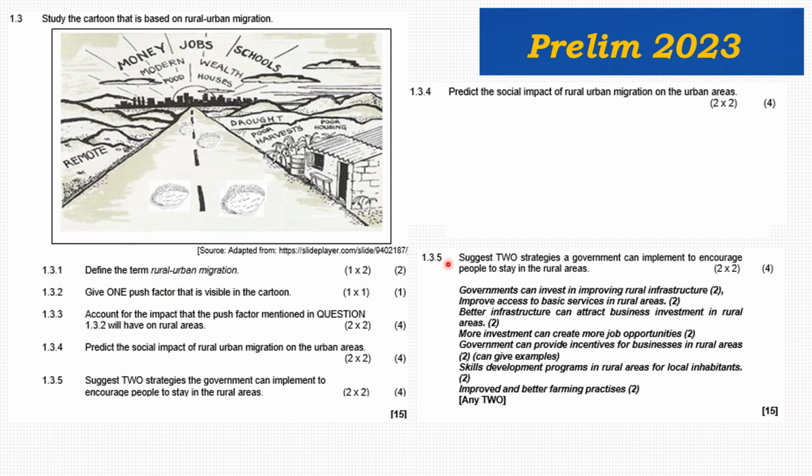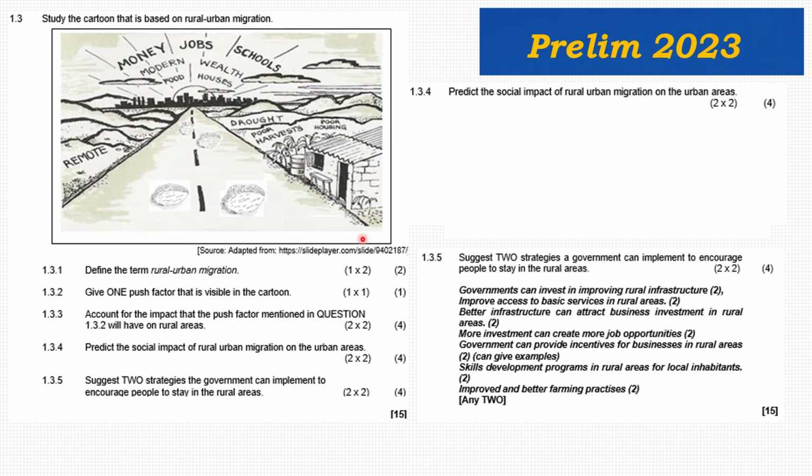1.3.5, suggest two strategies a government can implement so that people can stay in the rural areas. We want them to stay in the rural areas to avoid all these problems, right? The government can invest in improving rural infrastructure, right? Can improve the roads. Look at these roads, there's potholes all over here, right? There's poor housing, right? I'm not seeing any power lines here, right? So the government can improve all the infrastructure so that people can remain in the rural areas, right?